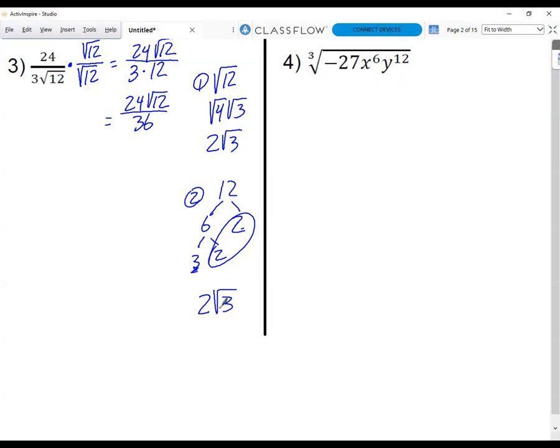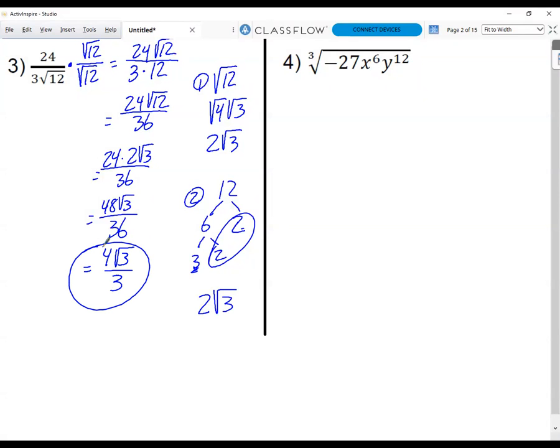Either way, this becomes 24 times 2 root 3 over 36. 24 times 2 is 48, root 3 over 36. 48 over 36 can be simplified because they share a common factor of 12, to 4 root 3 over 3. And that's your final answer.